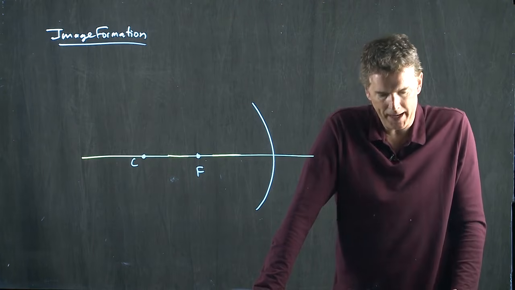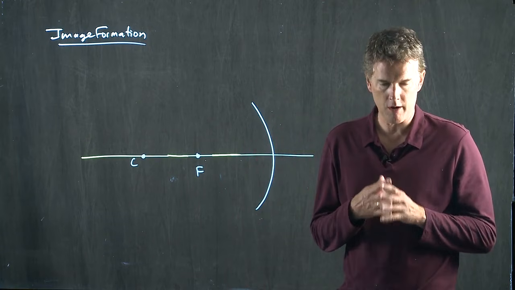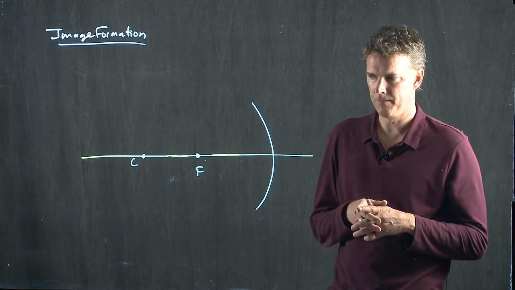Posted, it said the following: an object is placed 2 meters away from a concave mirror of focal length 1 meter.